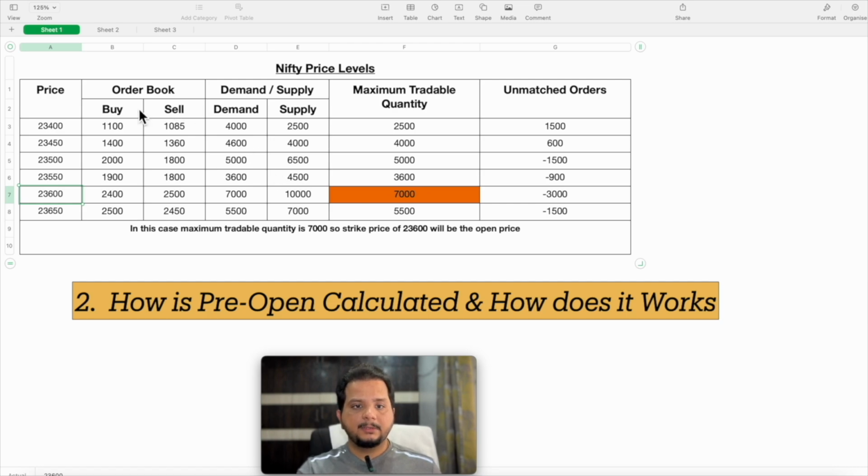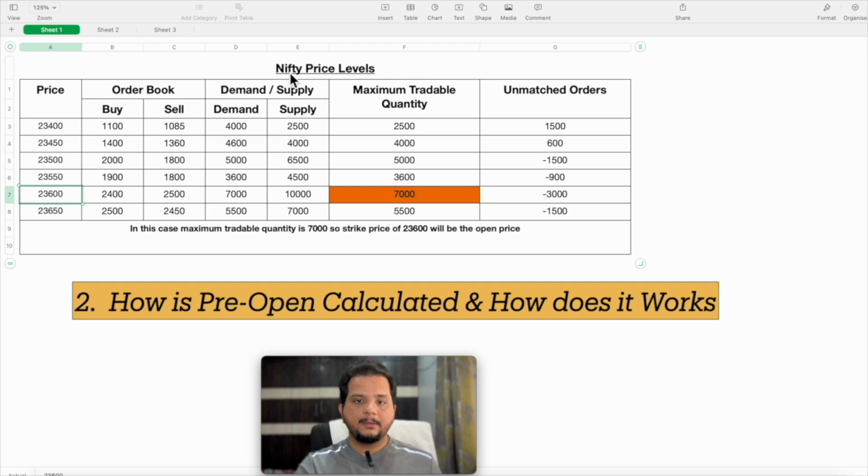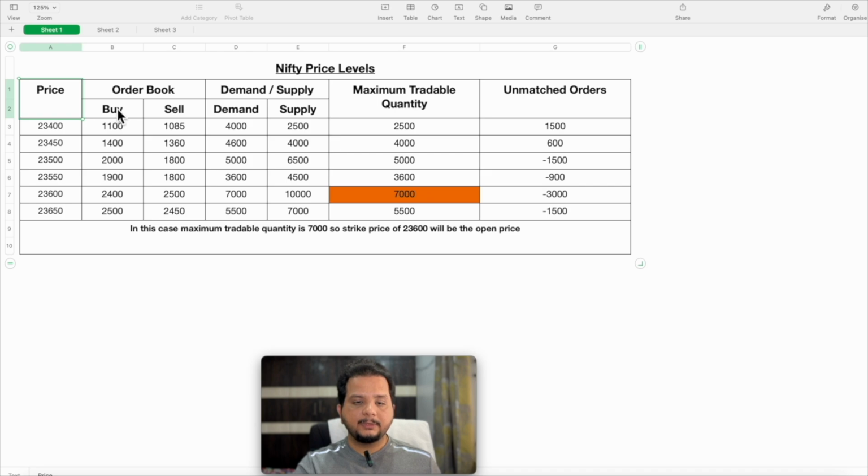As we are seeing in this pictorial representation, that is chart representation, this is an example of Nifty spot price. Starting from the heading, this is the price structure, strike prices, 23,400, 23,450, 23,500, and this is the order book, for the buy order, sell order, and the demand and supply. Demand and supply, in the sense, this is the quantity, and this is the number of orders, this is the maximum tradable quantity, and this is unmatched order.